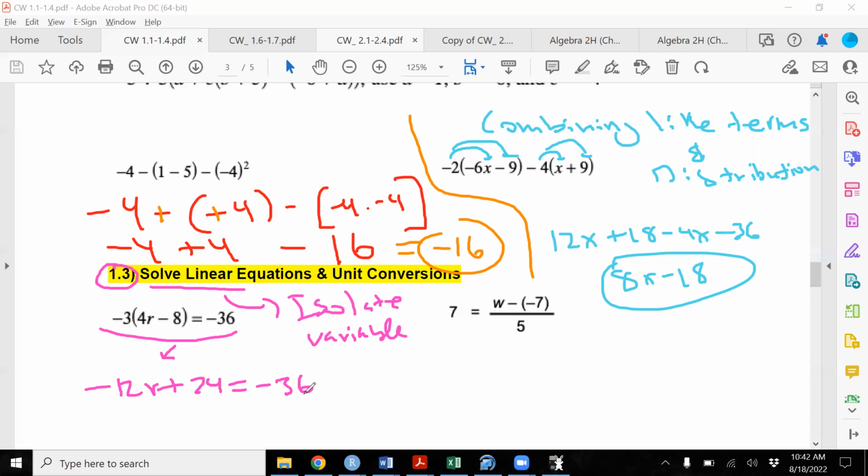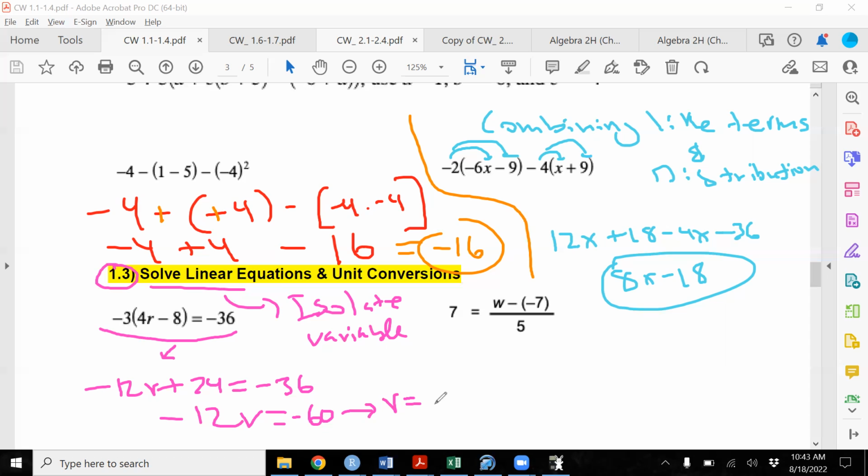By the way, please be careful about the negatives. I've seen students, you know, we're human. I made a mistake early today. But make sure when you do negative 3 times negative 8, you make it positive. I've seen some students accidentally get negative 24, so please be mindful about that. Well, negative 12r equals negative 60. And don't worry, I'll let you use a calculator. If you have a hard time doing the arithmetic in your head, use a calculator.